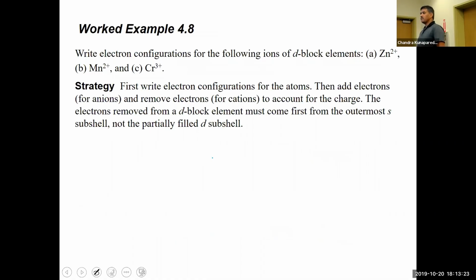All right. It is asking you to write the electronic configurations of these ions: Zn plus 2, Mn plus 2, Cr3 plus. I want you to use the formula E is equal to P minus charge and predict how many electrons remain, and write the neutral electronic configuration of all of these metals, especially the transition metals like zinc, manganese, and chromium. First, write the neutral element electronic configuration, then find how many electrons are left using the formula E is equal to P minus charge, then remove the outermost electrons first, okay?